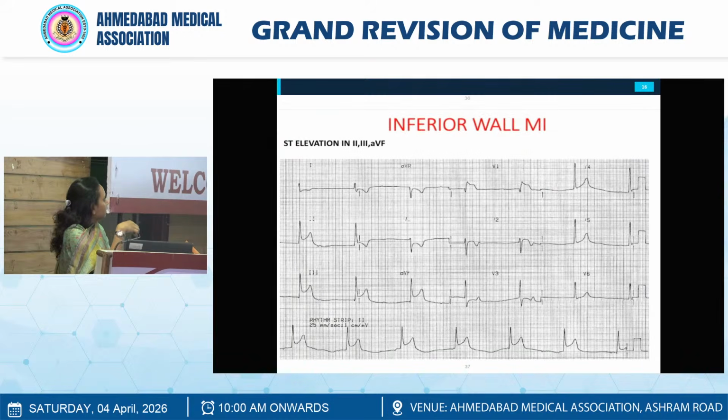See, this is a classical ECG that is usually kept here: 2, 3 and AVF. The J point is elevated and there is an upward concavity which represents ischemia, and in V1 you can see elevations, tall elevations.